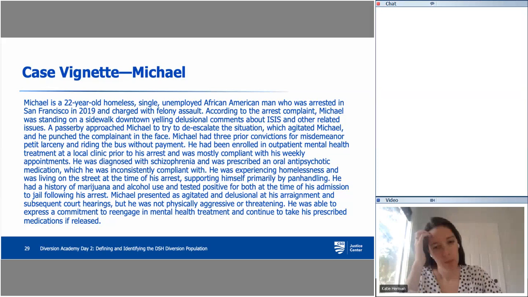And I think once Michael is stabilized, he will be a regular participant in programming, because he did express a commitment to re-engage in mental health treatment, which I think is very positive. He was inconsistently compliant with mental health treatment, but we also have to reflect upon the fact that he was experiencing homelessness and living on the street, which makes it very, very difficult for people to comply with medication and treatment.